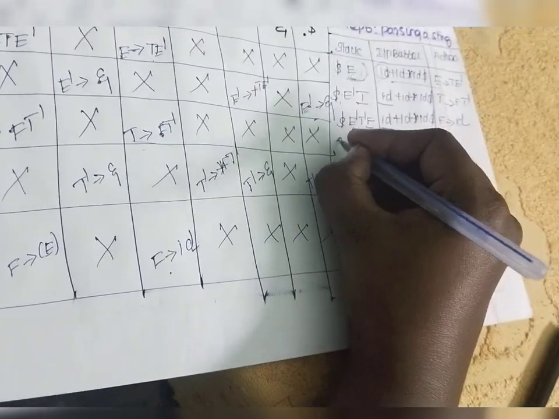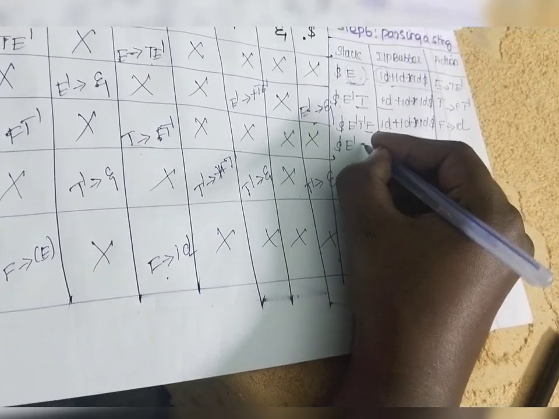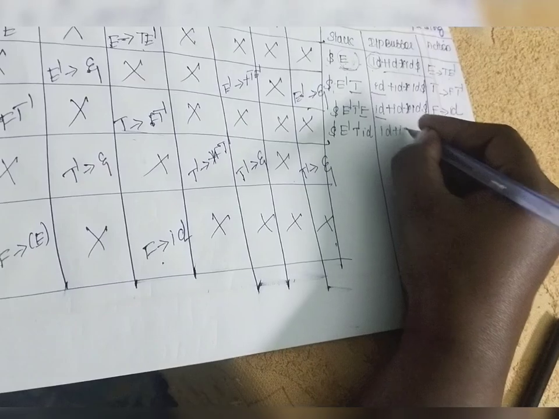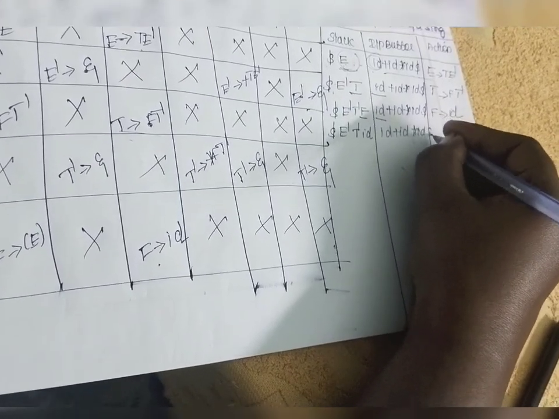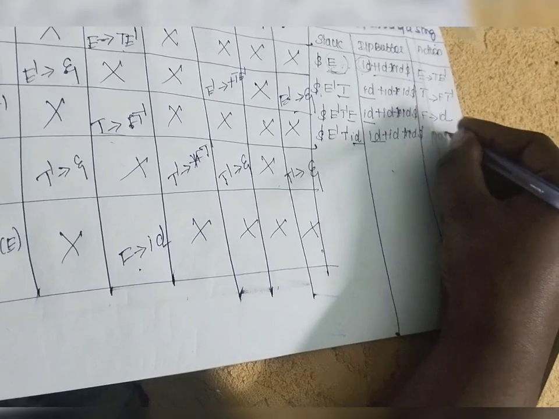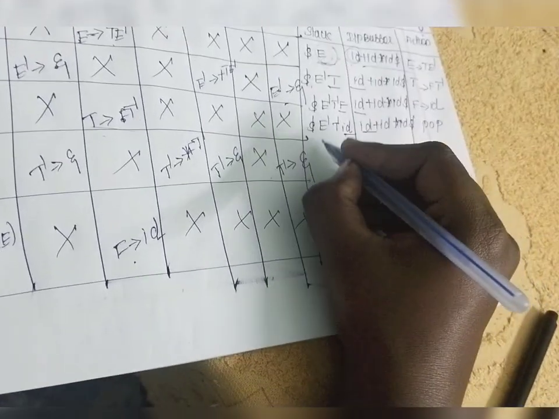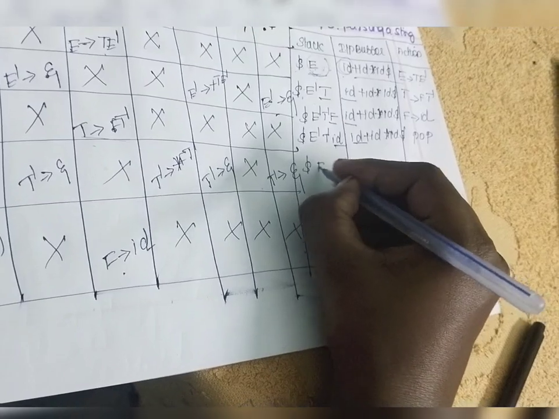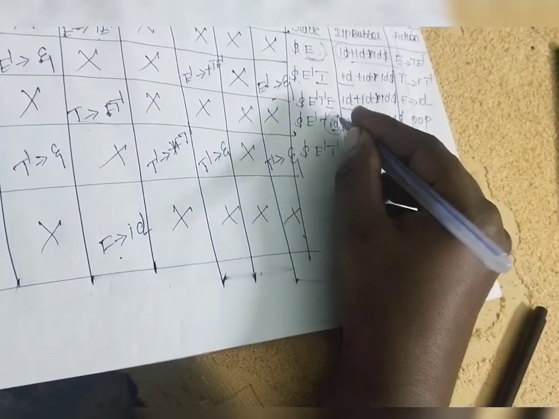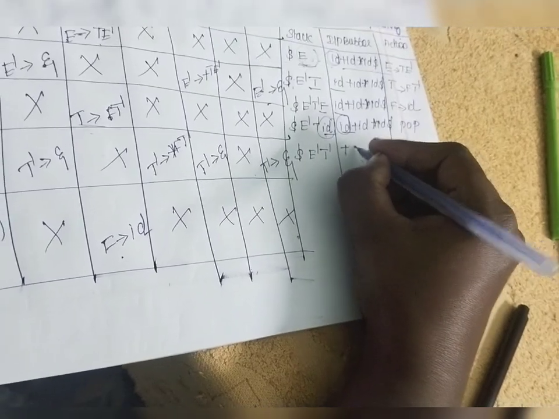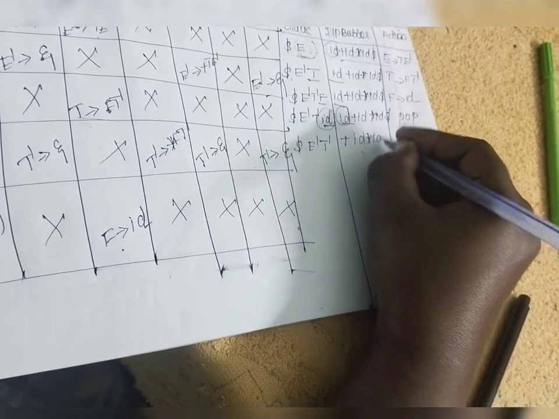Then you can substitute like dollar symbol E dash T dash ID. Here also having ID plus ID star ID dollar symbol. If it is the same, you have to pop it. Okay, so you have to do the pop process. Then if I am popping out, the remaining stack will have dollar symbol E dash T dash. ID will be popped out. Okay, remaining, it's having ID also popped out. Remaining plus ID star ID dollar symbol.